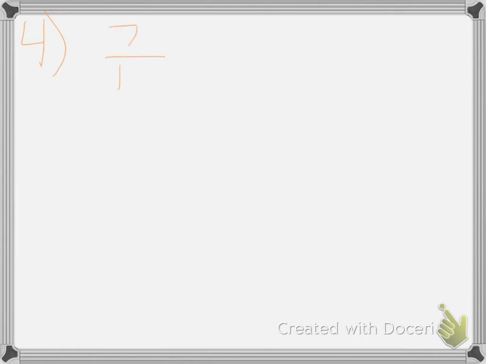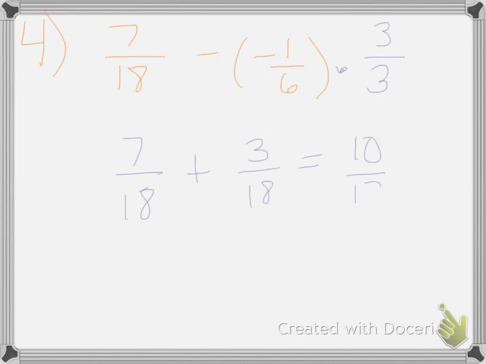It's a great tool. We got 7 over 18 minus negative 1 out of 6. Remember, when we subtract a negative, it turns into just addition. And then I'm going to just change this 1 out of 6 to be something out of 18. And do that by multiplying by 3 over 3. So I would have 7 over 18 plus 3 out of 18, which will give me 10 out of 18. And then if I simplify that, I know that it goes with 2 into both of these. And so I'll be left with 5 over 9.